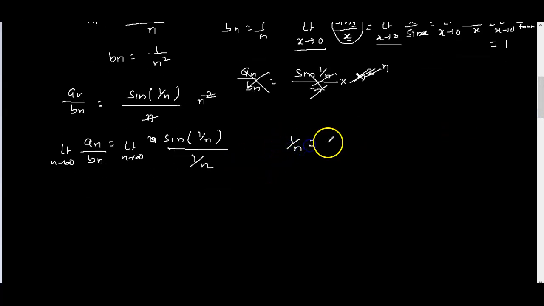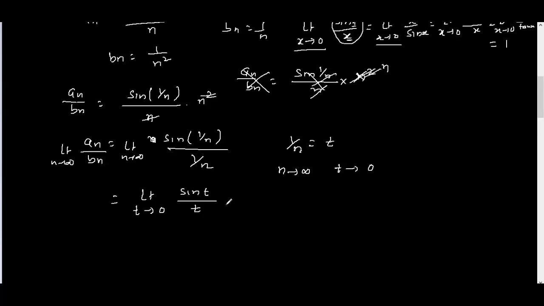1 by n is equal to, let's consider some t. So 1 by n is t here. If n tends to infinity, t also tends to what? 0 only, because 1 by n is given, right? If n tends to infinity, t tends to 0. So I can write it here in terms of t: t tends to 0, sin of that 1 by n is t, divided by t.